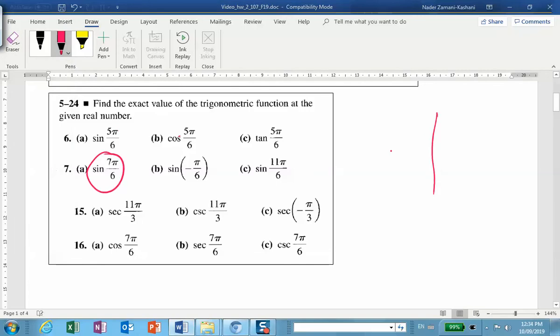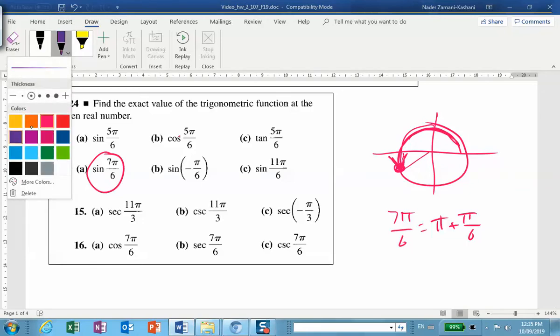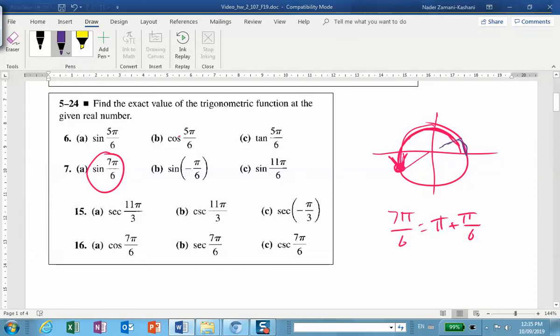Well, first of all, where is 7 pi over 6? 7 pi over 6 is the same as writing it, for example, as pi plus pi over 6. That means it's going to land you right there. So there's pi, plus the pi over 6. It lands you right here. If you look at it, the reference angle for this is pi over 6, and we know everything about pi over 6. This is the reference angle.